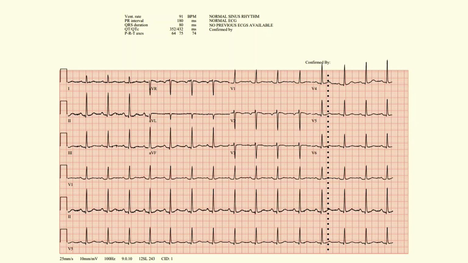Sometimes you'll see ECGs where each of the leads is the same 2.5 seconds. But that's not that common. That's less common. Most ECGs you see, everything is 10 seconds in sequence.